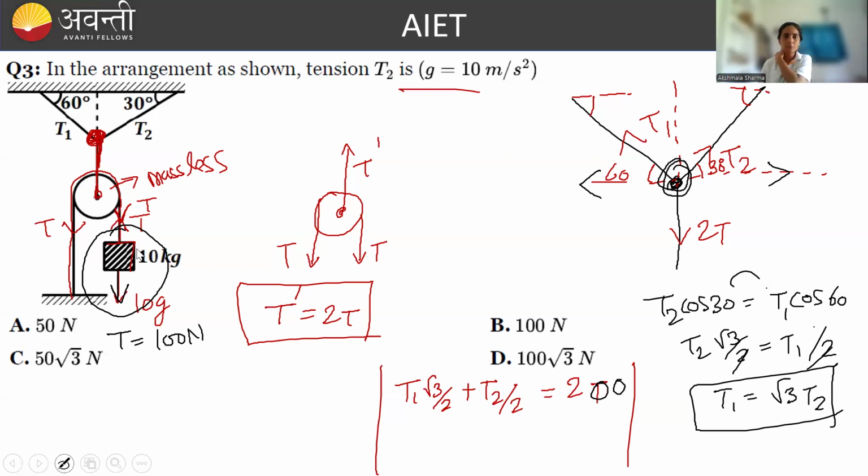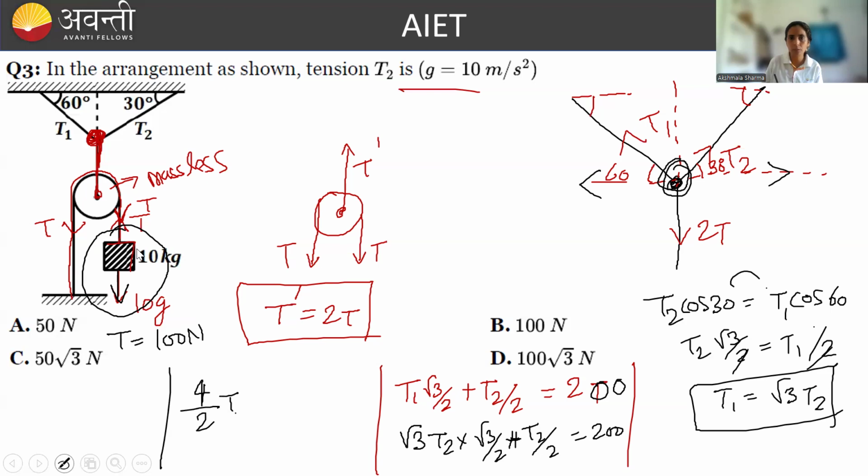Okay, now look, what can we write T1 as? T1 can be written as √3 T2. So here you write √3 T2 into √3 by 2 plus T2 by 2 is equal to 200. If you solve it, √3 into √3 what will it become? 3 by 2 T2, 3 by 2 T2 plus T2 by 2. Okay, so that will become equal to 4 by 2 T2.